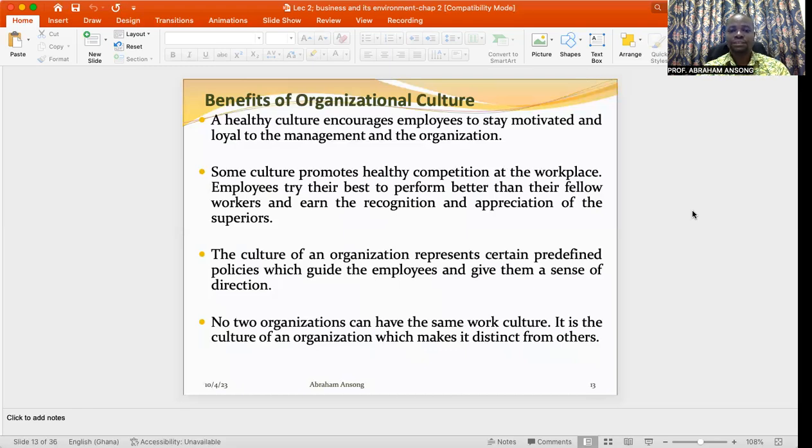No two organizations can have the same work culture. It is the culture of an organization which makes it distinct from others. So, very important, organizations obtain their identity, among other things, from their culture. So the type of culture that you set in as a manager of your business is very, very important. Make sure it's a healthy culture. It's a culture that is productive and not a culture that is stagnant and not productive.